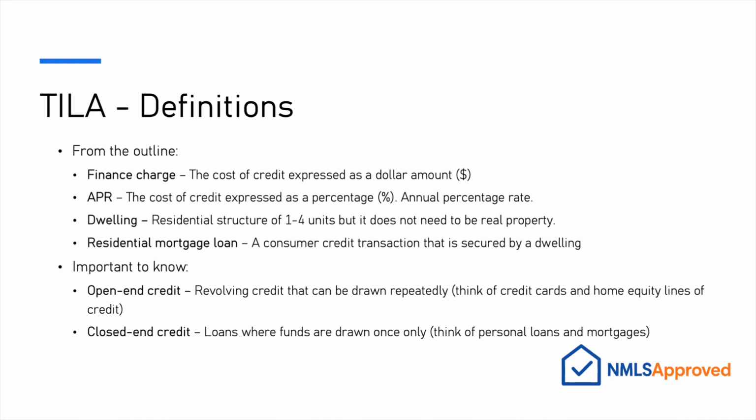Open-end credit is credit that is revolving and can be drawn repeatedly. So think about credit cards, think about home equity lines of credit. These are things that you can charge, pay down, and then charge again. Whereas you also have what's called closed-end credit. Closed-end credit is credit where the funds are drawn once and once only. So think of that as like a personal loan or a mortgage.